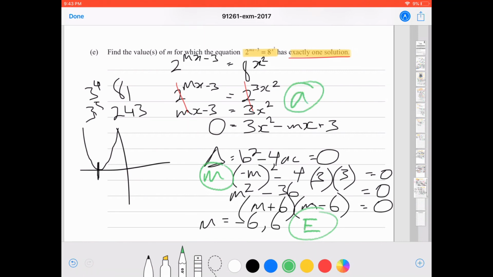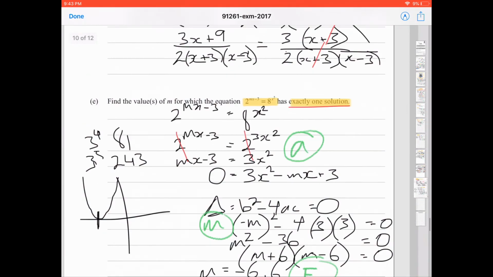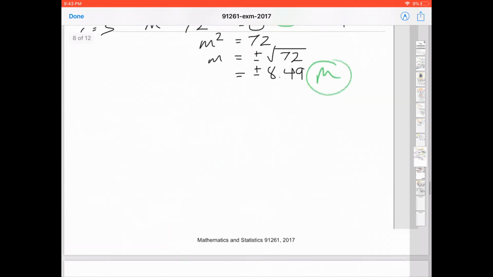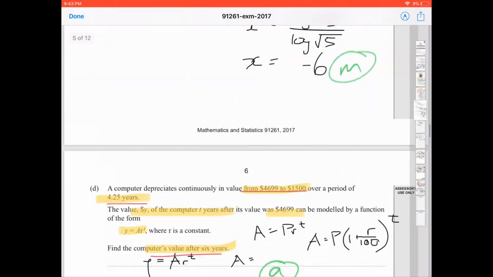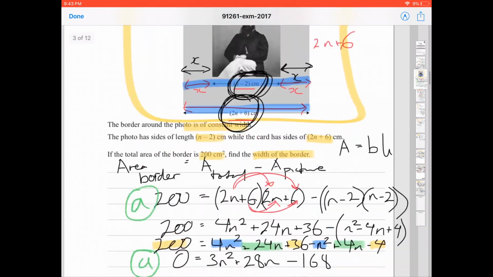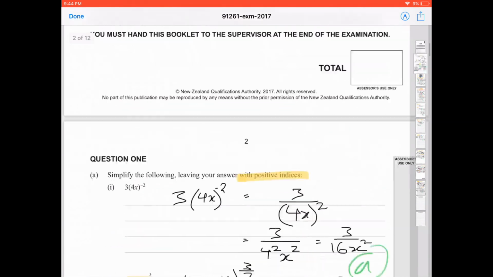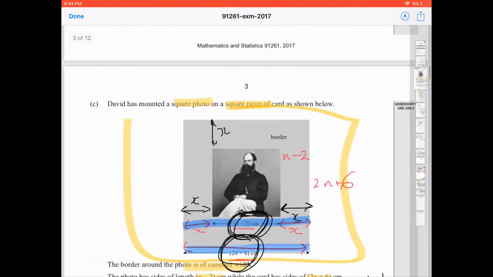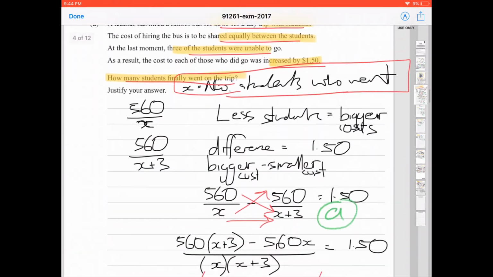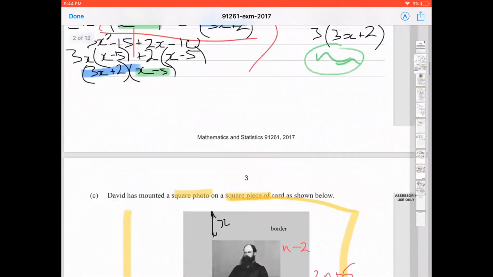Sweet, and I think that is us for the paper. Yep, so actually a pretty manageable paper. Covered all the bases, logs, compound interest. You had some geometry in there. Discriminant. I think the hardest was possibly the excellence question in question 1, the students and cost of the trip question. That one was difficult. Apart from that, yeah, pretty straightforward.